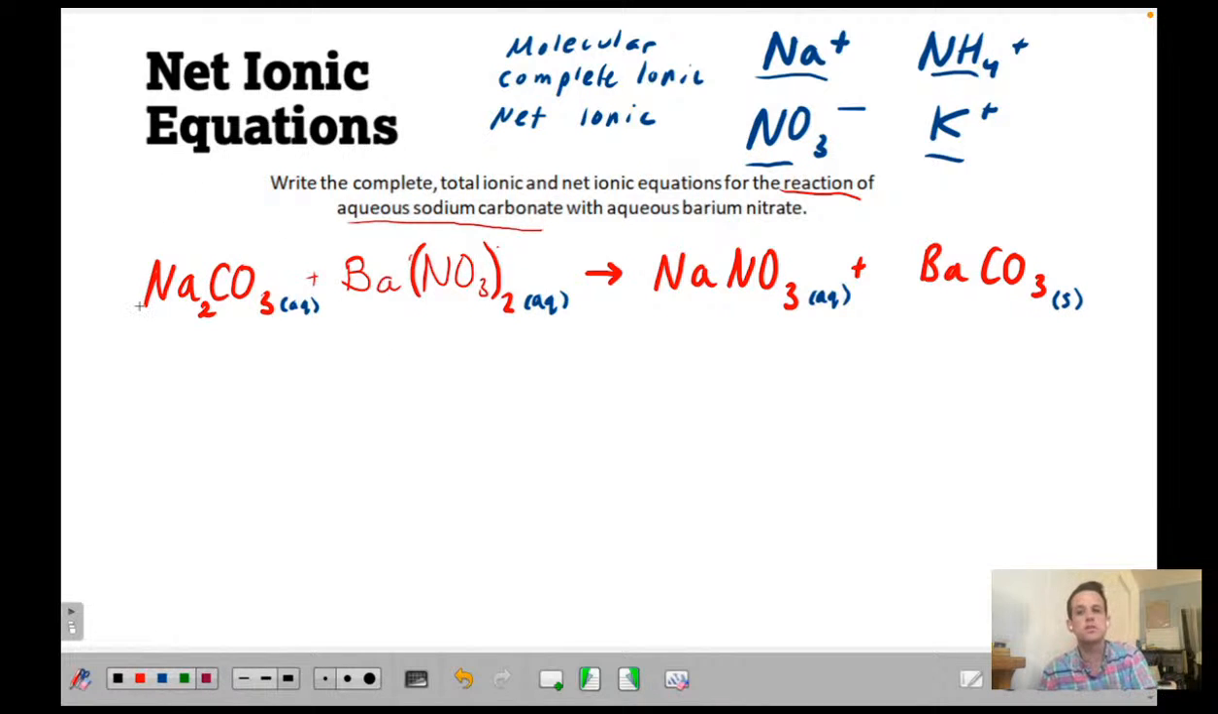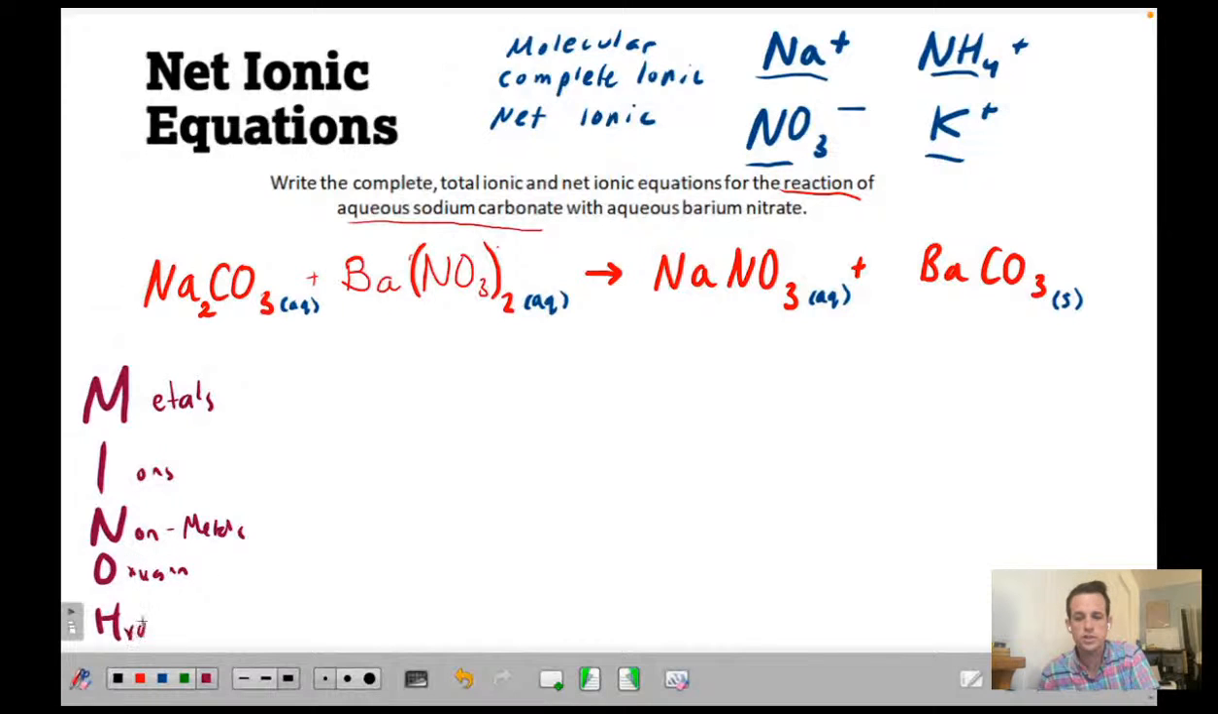So when I personally balance equations, I've noticed that it helps to have a system. So the system I like to use for regular equations is MINO, and this stands for metals, non-metals, oxygen, and hydrogen. And I've noticed that when another teacher taught this to me, when you balance it in this order, you tend to be able to kind of knock all the balancing out in one go.